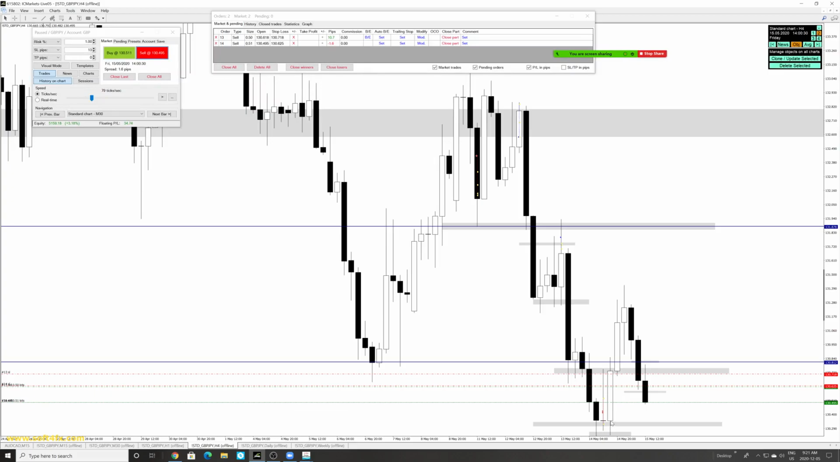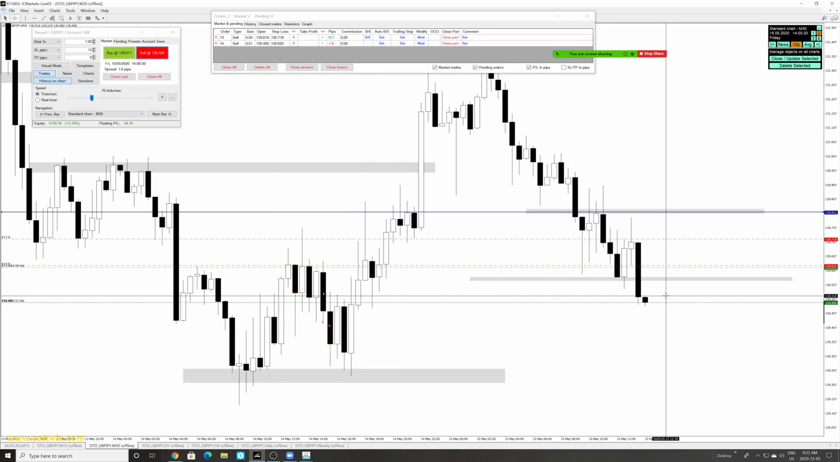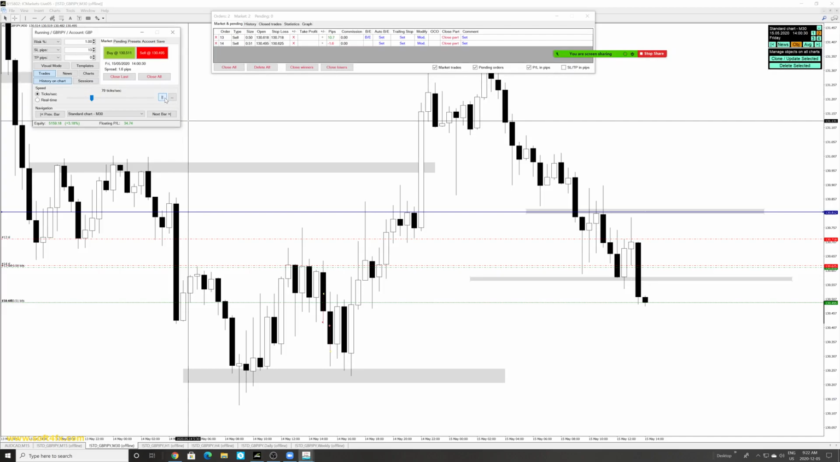So if you think this is going to be risky, then maybe use a lower risk, or maybe don't take this trade. Maybe just sit out and watch this trade play out, because the more you watch these things play out, the more confident you're going to be in taking these positions later on.